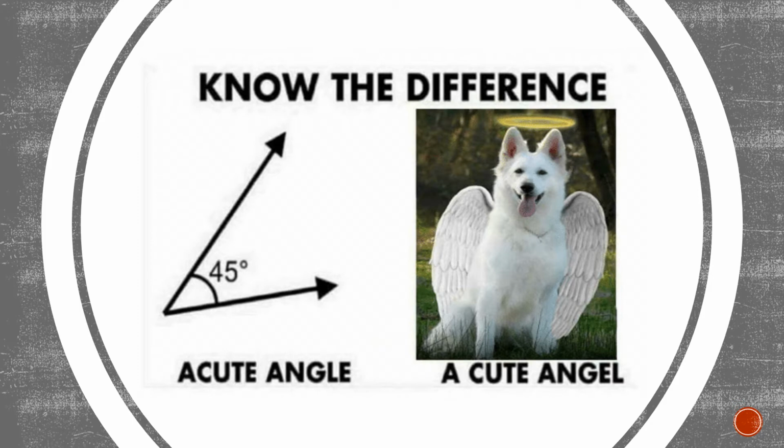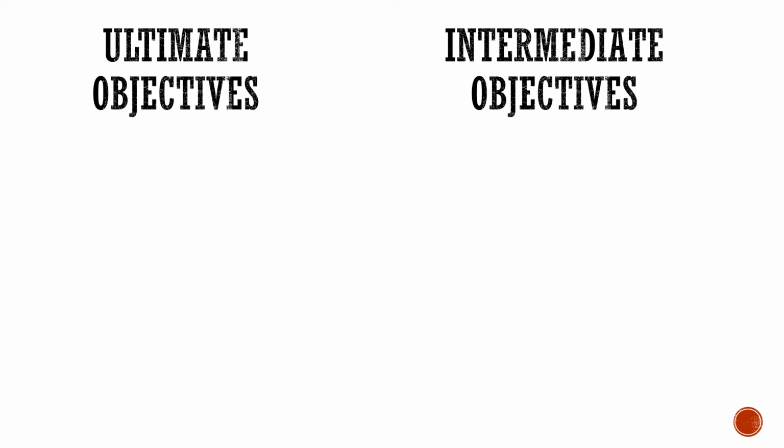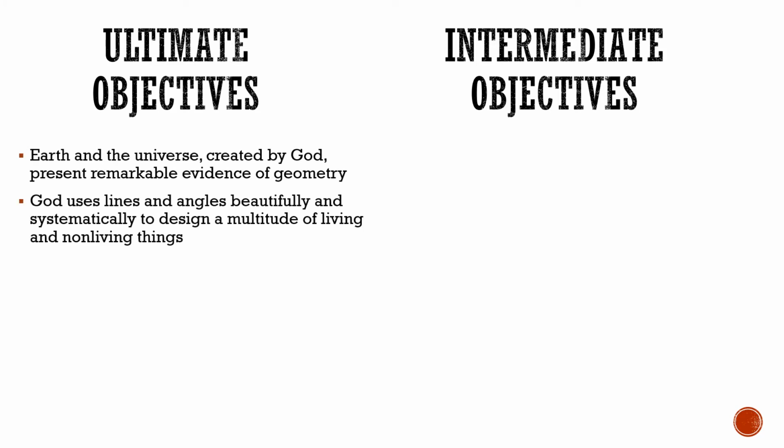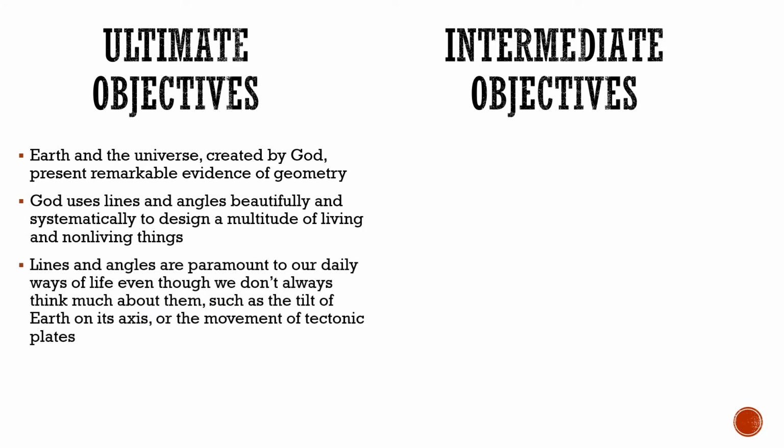So as we continue moving through chapter 3, we are continuing building on our knowledge of lines and angles. But before we go any further, let's establish those ultimate objectives and intermediate objectives. So chapter 3 has been all about lines and angles, and we know that because God created the earth, he also established beautiful lines and angles in all kinds of living and non-living things. I don't know about you, but I take lines and angles for granted in our everyday life. I don't really think that much about them, but they're pretty important.